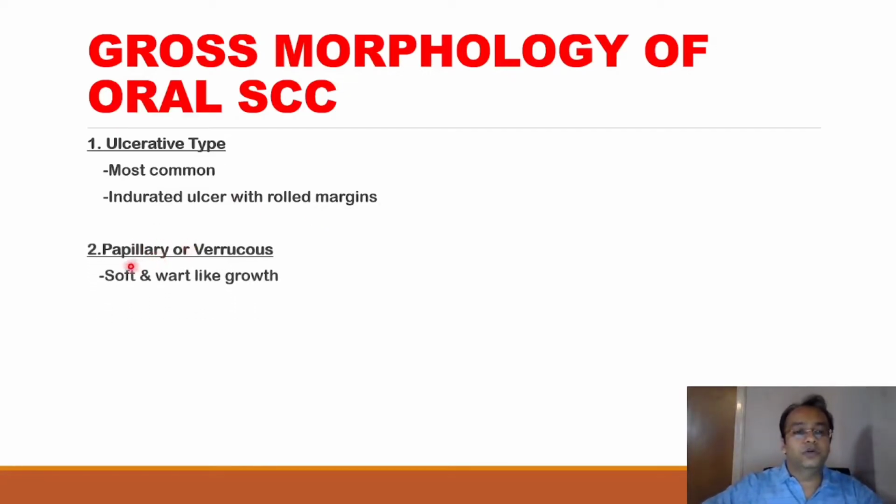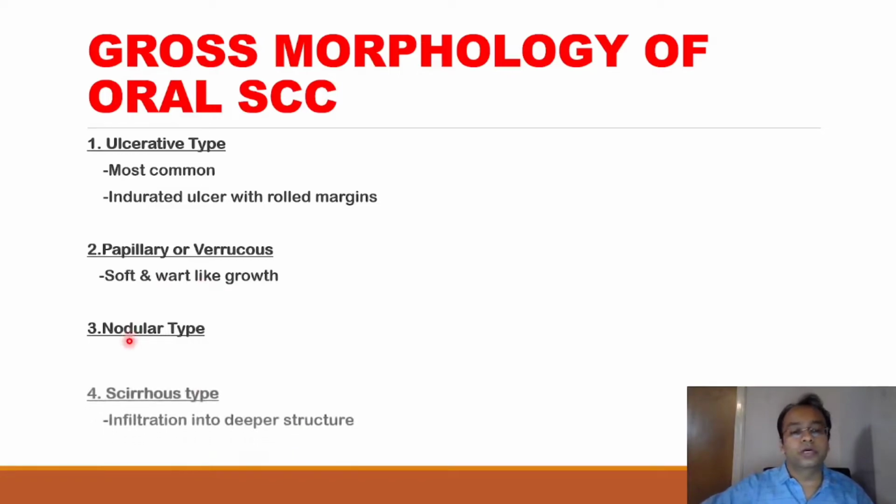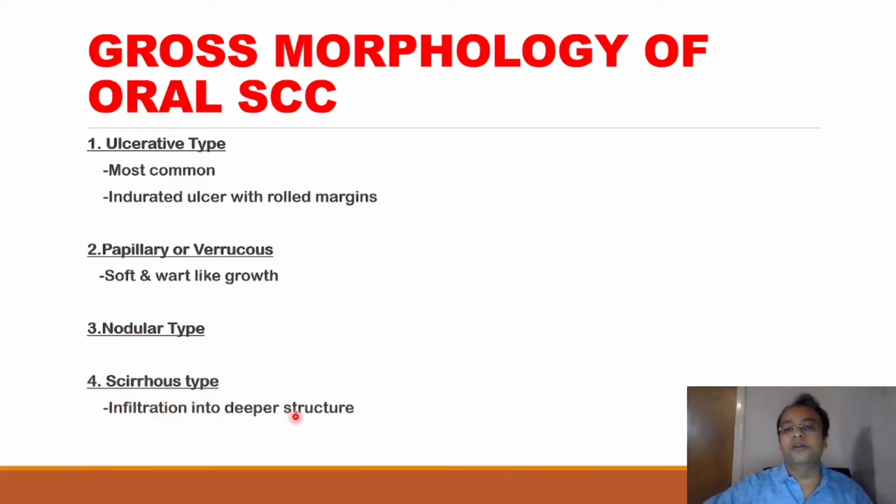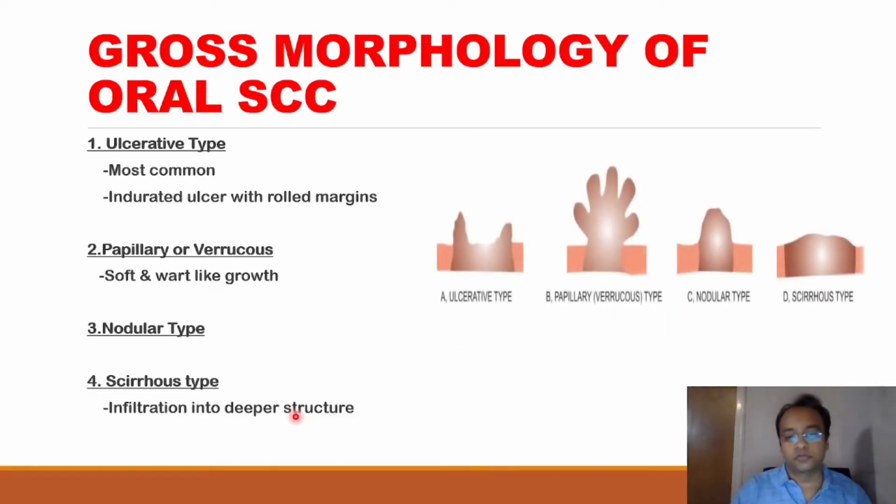The second form of presentation could be papillary or verrucous. It is a soft, wart-like growth. Third is nodular, and the fourth one is the diffuse type, in which there is an infiltration into deeper tissue. Now you can easily correlate each category in the schematic diagram given in the Robbins book.